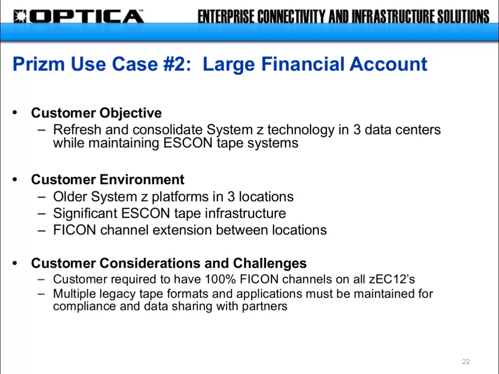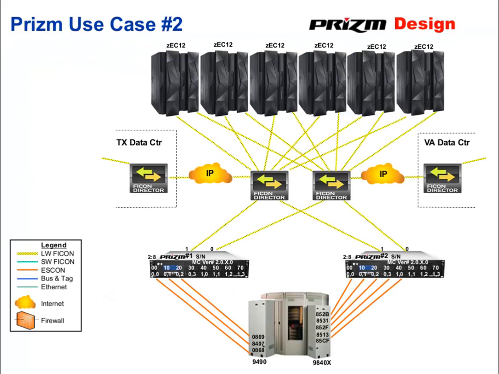The second customer example was a large financial account, and this was a little different in that they had multiple data centers. They had 3 data centers running System Z technology, and they were challenged similarly with updating their mainframe technology to EC12 and trying to figure out how to reconcile their devices, primarily tape. And as you'll see here in the Prism design diagram, this is the design with the Prism introduced.